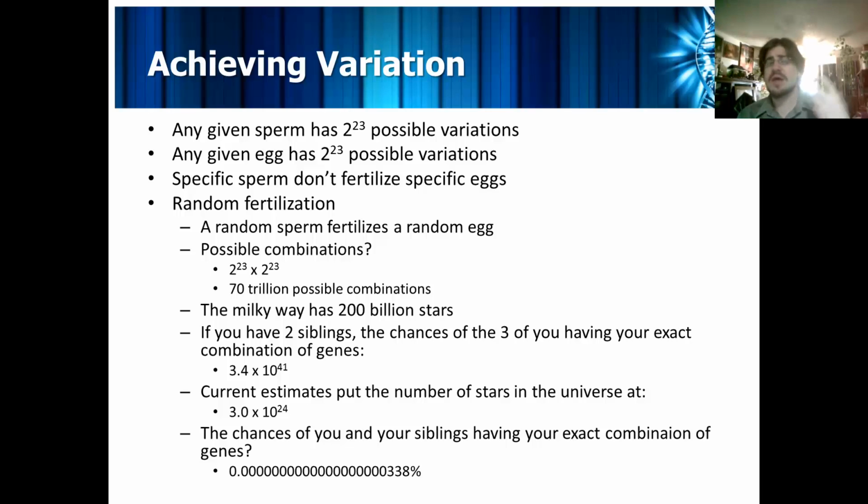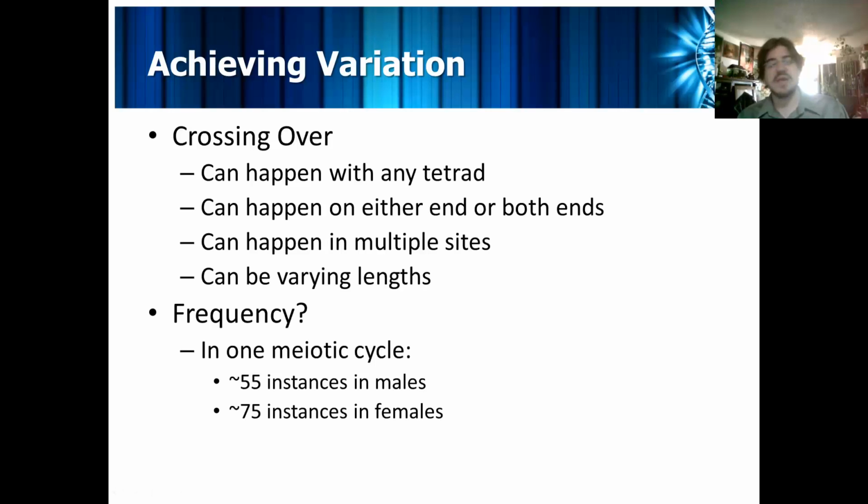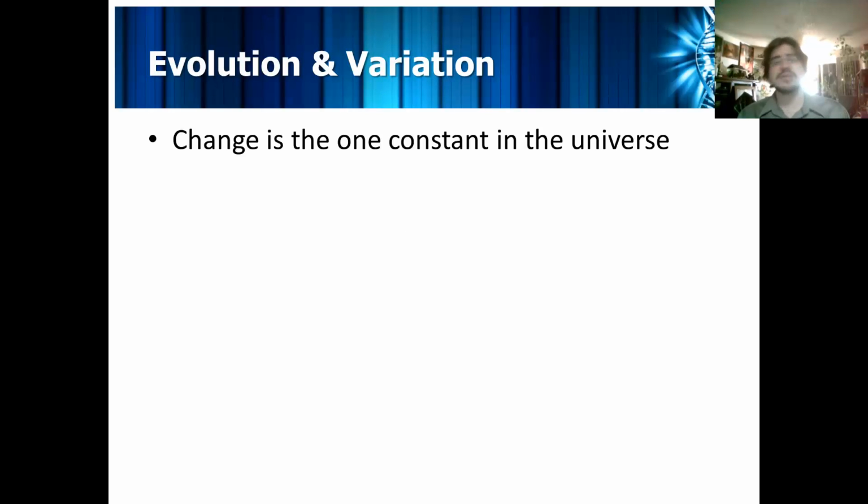Maybe the number 2 to the 23rd, but that's easy because you know the haploid number of a human is 23, and there's a 50-50 shot a chromosome could be on either side of the metaphase plate. Two possibilities, so 2 to the 23rd. So, bam, easy. But 8.4 million, 70 trillion, 3.4 times 10 to the 41st, that ridiculously low percentage, don't worry about it. But 55 times in males, 75 times in females, I can ask questions over that. That's fair game. So, evolution and variation.